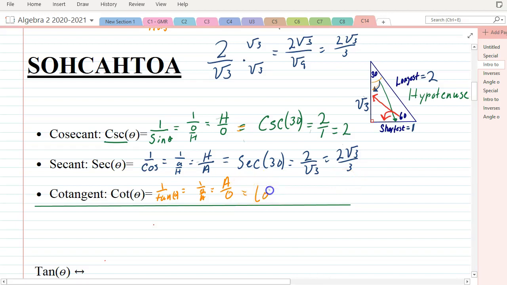If I want cotangent of 30, it's going to give me the adjacent, square root of 3, over the opposite, which is 1, which simplifies to square root of 3. So there are 6 trig functions: sine, cosine, tangent, and then you flip those first 3 over to get the second 3: cosecant, secant, and cotangent.